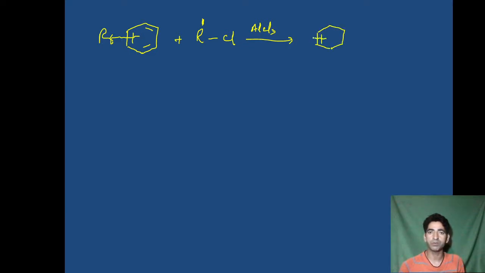So what is the product of the reaction, and later on we will see its mechanism. First the product of the reaction becomes like this. This ring is alkylated, nothing else happens. Alkylation of the ring takes place. This is the alkyl group.